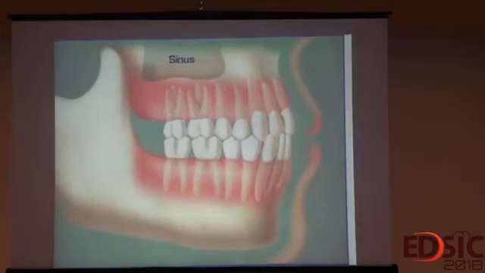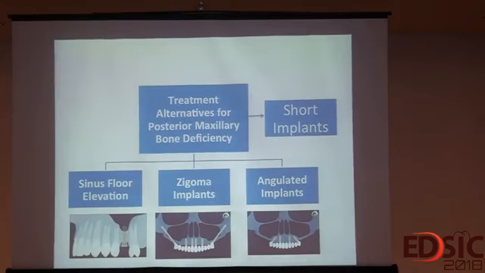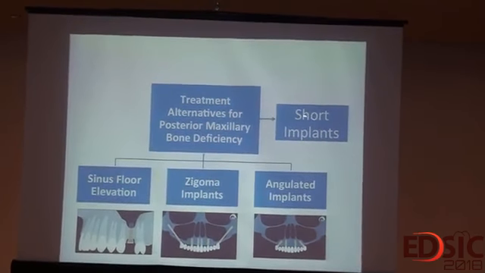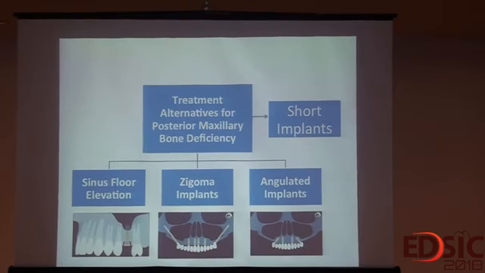As we know, the maxillary sinus provides a challenge for implant dentistry because of the reduced bone volume, which is due to alveolar bone loss following tooth loss and the pneumatization of the sinus cavity. Most of the time, implants cannot be placed easily into the sinus area. So, several ways to avoid the sinus cavity are to elevate the sinus, use zygomatic implants, triangulated or tilted implants, and now we are also using short implants.